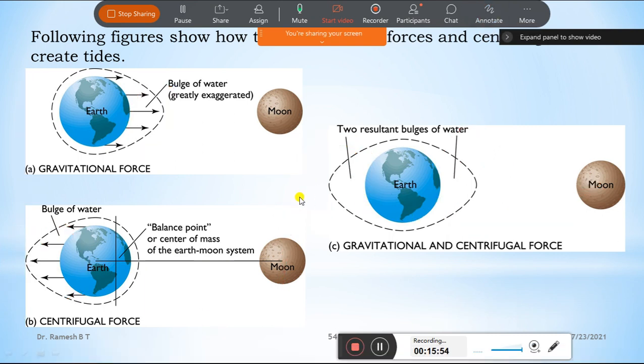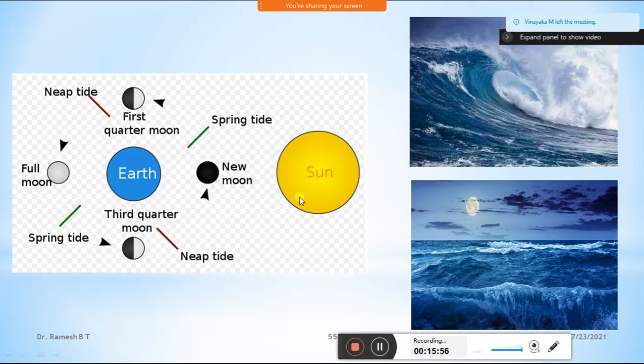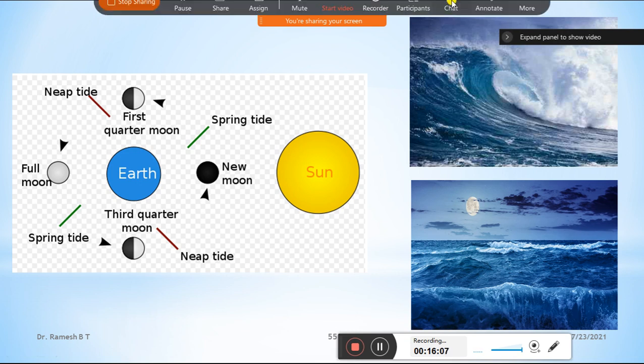Just observe, the first one is called a high tide, and the second one we call a low tide. These are the neap tide and the spring tide.